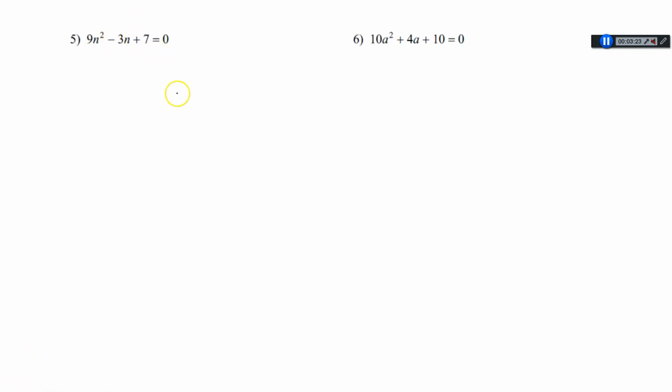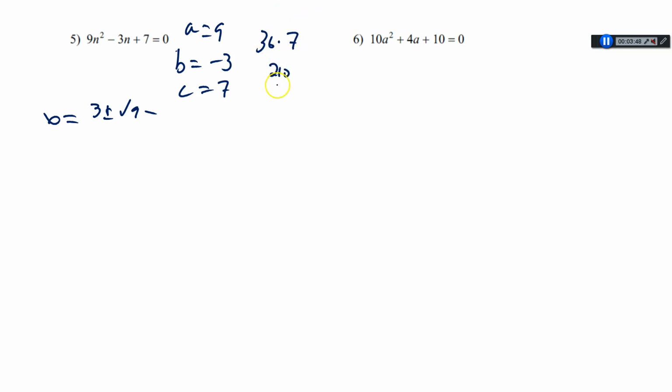So 9n squared minus 3n plus 7 equals 0. a is 9, b is negative 3, and c is 7. Negative b, plus or minus, square root b squared, minus 4ac. Oh boy, 4ac, let's see. So 4 times 9 is 36. 36 times 7, 7 times 6 is 210, and another 42, 252. Wow. Okay, all over 2a, which is 18. That's an x.